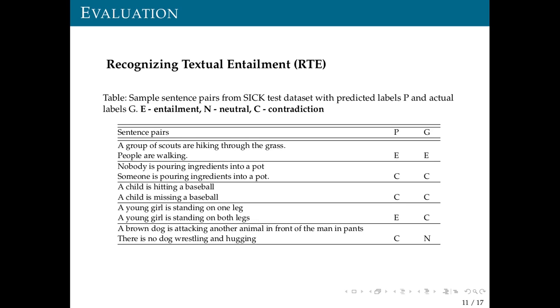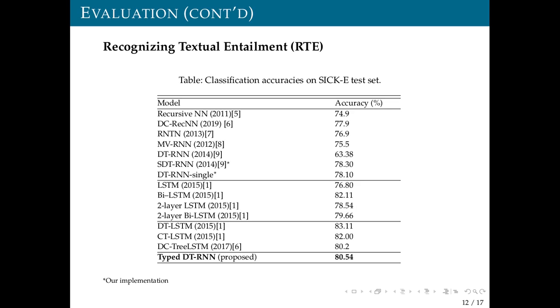In the fourth example, the model is misclassifying this as entailment, though it is a contradiction. Here the change happens at the adjective. So, from this example, we understand our model is giving more importance to nouns and verbs compared to adjectives, which is expected.